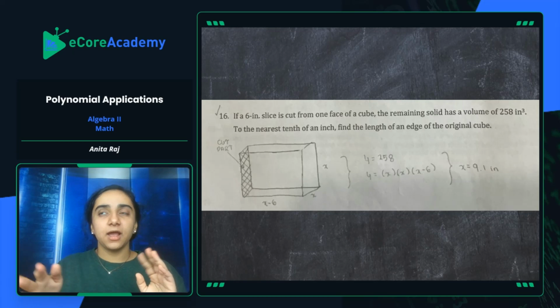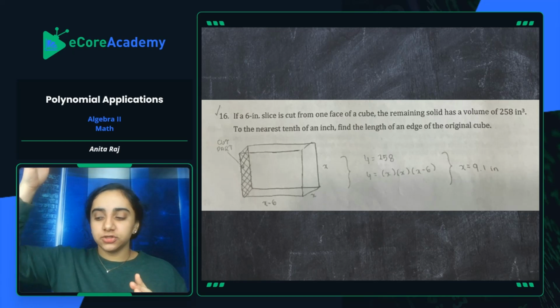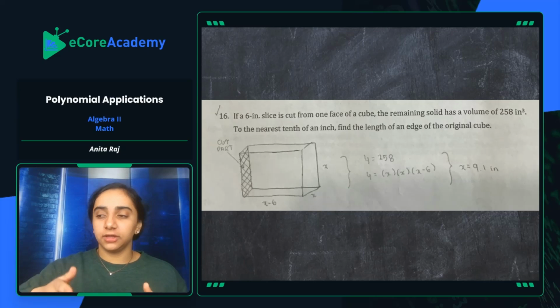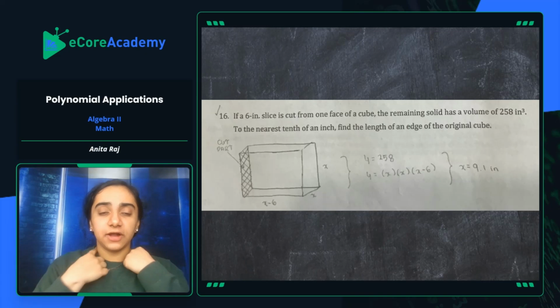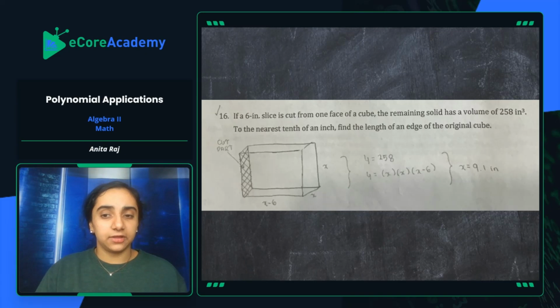So think of, I don't know, a cake, and you're just cutting straight down, cutting vertically, and just removing a piece of it. Let's pretend this is a rectangular cake. We're being asked to find the original length of the cake. In this case, it's a cube, so we can think of a cube cake. But that's what we're trying to find.